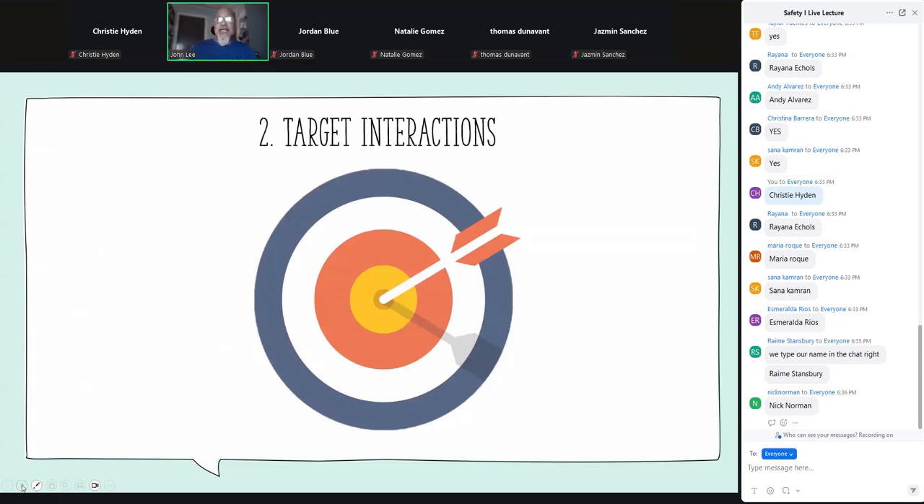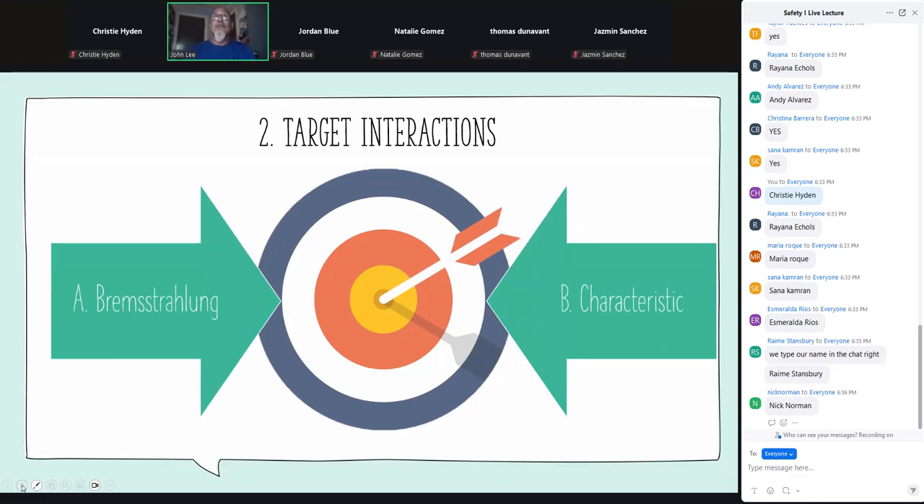Which brings us to the next section here, our target interactions. These are the interactions of the electrons in the electron stream that come from the cathode at the anode, at our target. Two types of X radiation will be produced here. We'll have Bremsstrahlung and characteristic. The greatest percentage of X-rays that are going to be produced during an exposure will be Bremsstrahlung in nature. A very small portion will be characteristic, and depending on the kV, we may have all Bremsstrahlung.